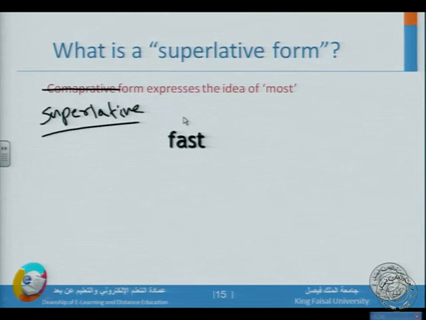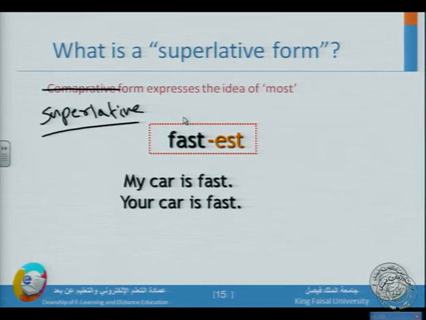Fast, we have one example right here. Fast. If you want to make a superlative form for fast, what should you do? What you should do is to add est and it becomes fastest. My car is fast. Your car is fast.